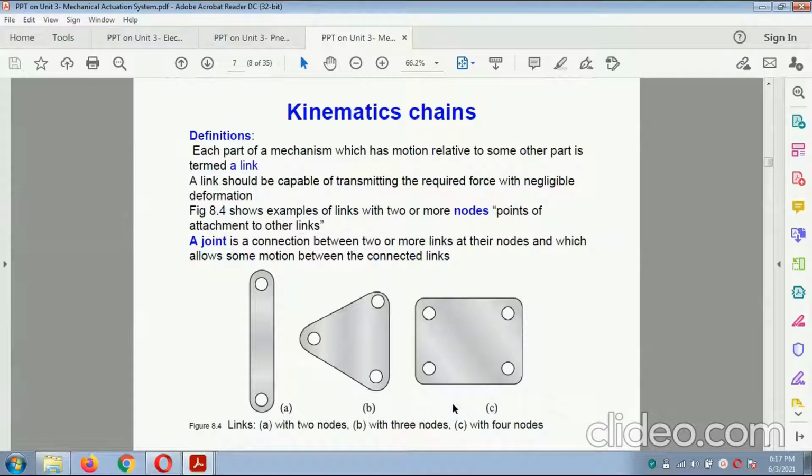Kinematic chain. Definition: each part of a mechanism which can move relative to some other part is termed a link. A link should be capable of transmitting the required force with negligible deformation. The diagram 8.4 shows links with 2 or more nodes, which are points that can be attached to other links. A joint is common between 2 or more links at their nodes, and allows relative motion between these connections. So this is a 2-node link, this is a 3-node link, and this is a 4-node link.